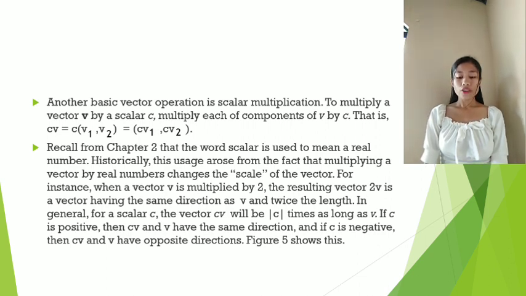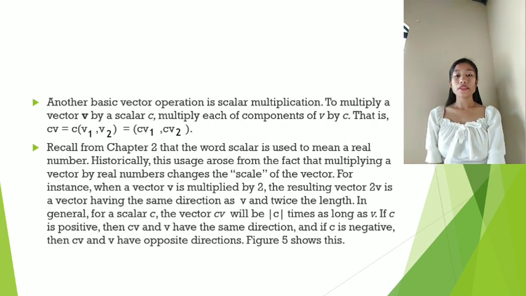In general, for a scalar c, the vector cv will be c times as long as v. If c is positive, then cv and v have the same direction, and if c is negative, then cv and v have opposite directions. So yung next basic vector operation na gagamitin natin is the scalar multiplication. Ang kailangan lang natin gawin, imumultiply natin yung components ng vector v by the scalar c.